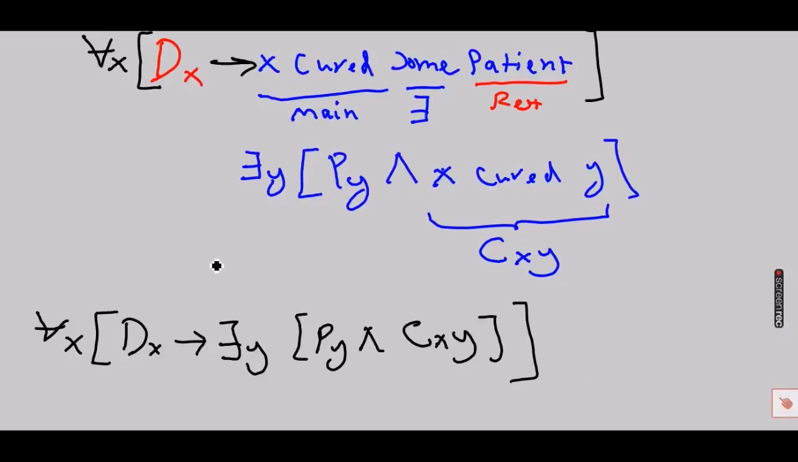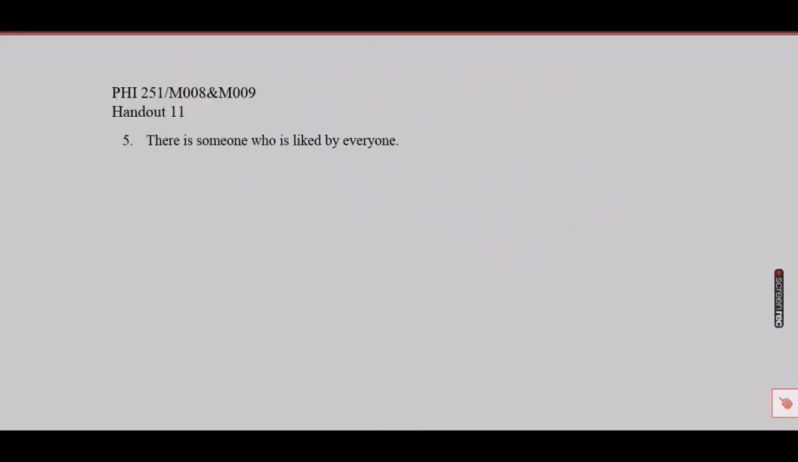Now let me move to the next one. You can try the next one for yourself. It's a good idea in general to stop, pause the video, and just try every one of these problems for yourself. So there is someone who is liked by everyone. So there is someone is basically saying someone, right? It's a little confusing, but it's the same thing. Someone is liked by everyone. That's what basically this statement is telling us.